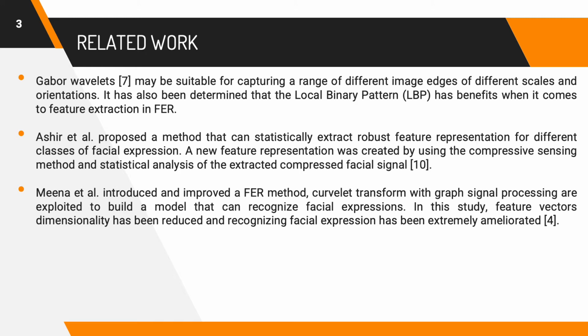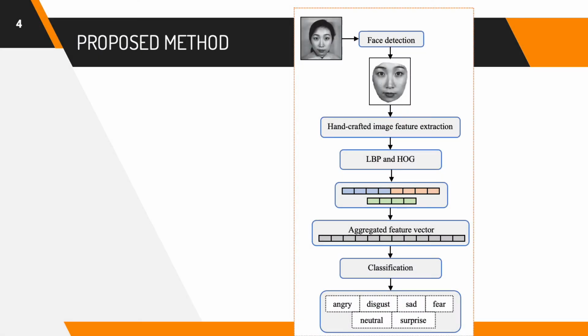They used the curvelet transform with graph signal processing to build a model that can recognize facial expression. In their study, feature vector dimensionality has been reduced and facial expression recognition has been extremely improved. If we come to the proposed work, this study describes a way to categorize facial expression. The primary goal of the research is to improve the accuracy with which different types of facial expression are classified.